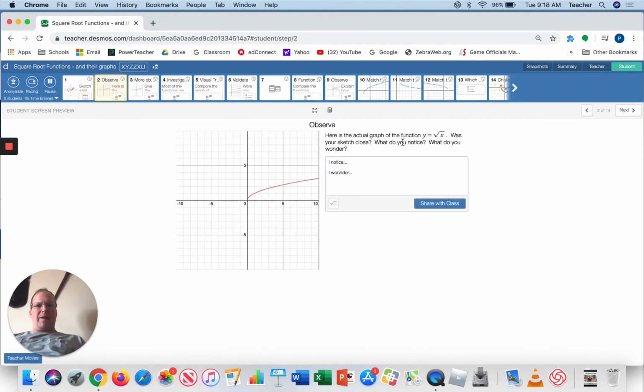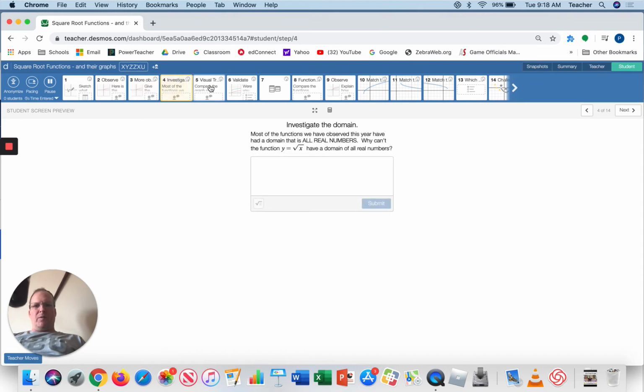Here is the actual graph, okay? Was your sketch close? What did you notice? What do you wonder? Put that there. Okay, more observing. And this talks about the domain like we did yesterday. Most of the functions we have observed this year have had a domain that is all real numbers. Why can't the function y equals the square root of x have a domain of all real numbers? Just explain that.